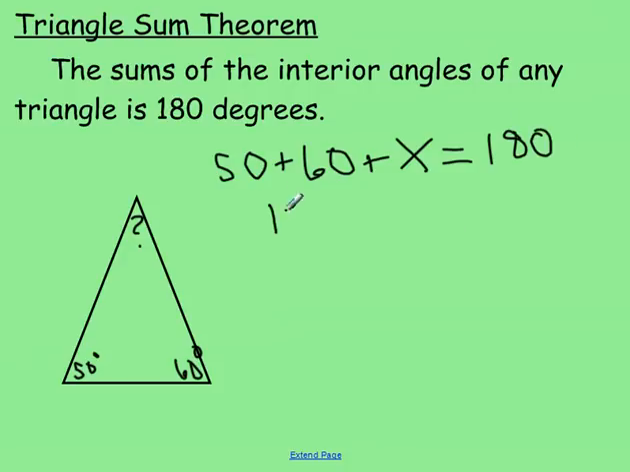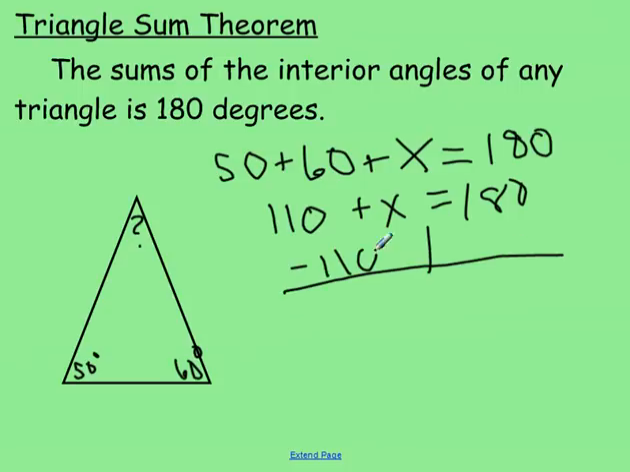Then you would add those together, equals 180 degrees. Get x alone by subtracting 110. And there you have it, x equals 70 degrees.